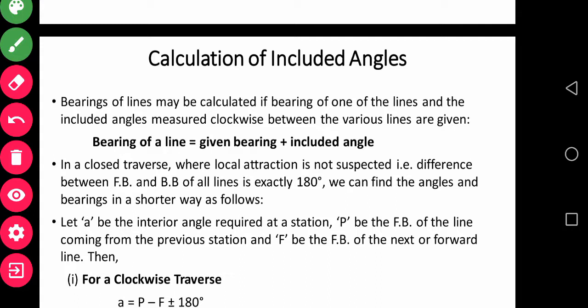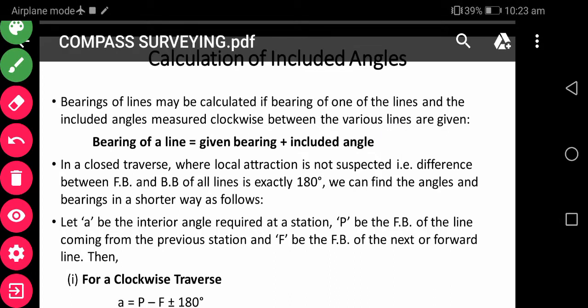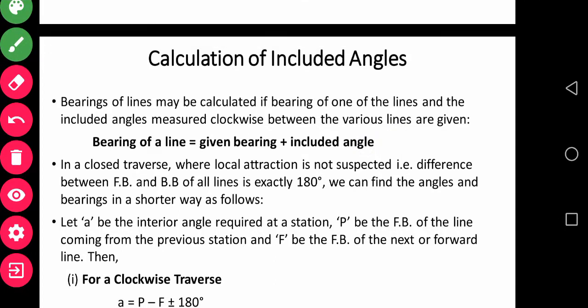So like say the bearing of a line is given, and we need to find out the bearing of another line, then if we have the other line's bearing and the included angle between those two lines, then we can find out the bearing of that line. And say if we need the included angle and we have the forward bearing of both lines, then we can also find the included angle by this formula.